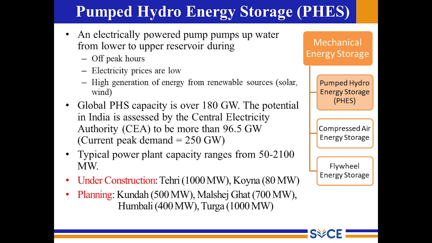As of now, we have 250 gigawatt peak demand, and global capacity is around 180 gigawatt. A typical power plant varies from 50 to 2100 megawatt. When you consider systems in India, we have two systems under planning, four systems under planning, and two under construction.